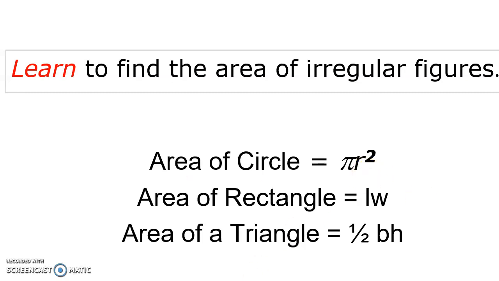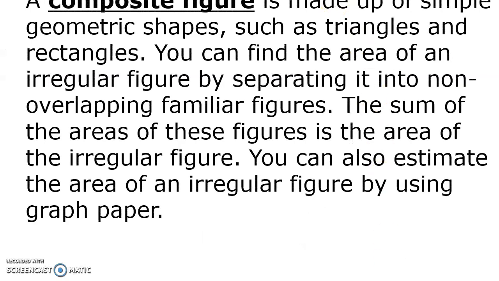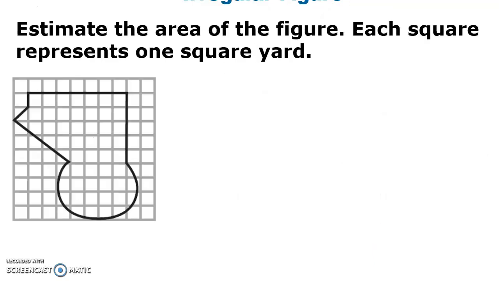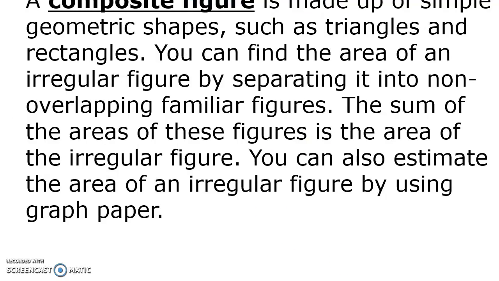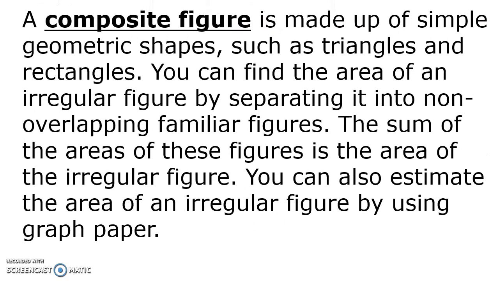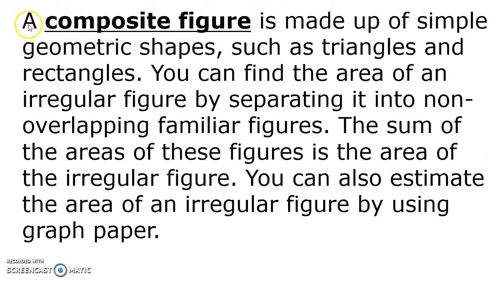All right, so we are going to talk about irregular shapes and something called a composite figure. So we are going to write down the definition for a composite figure. You can stop at this period right here, but the rest of the stuff is important, so if you want to take brief notes on it, that's fine. The definition of a composite figure is something that's made up of simple geometric shapes, such as triangles or rectangles. So a composite figure has more than one thing.